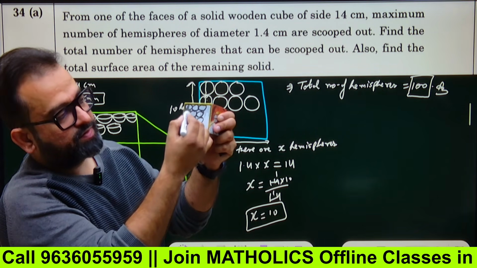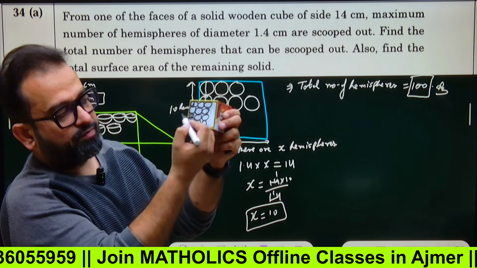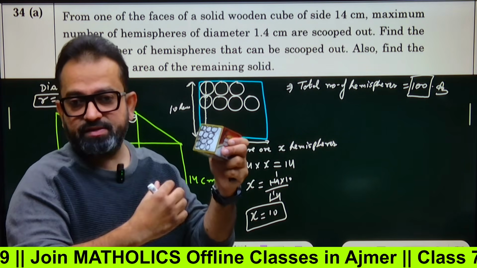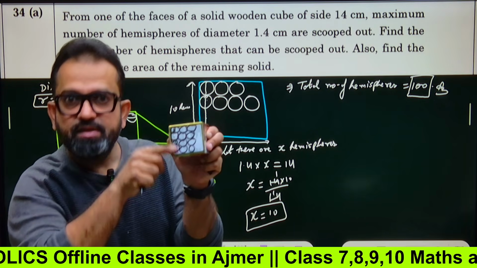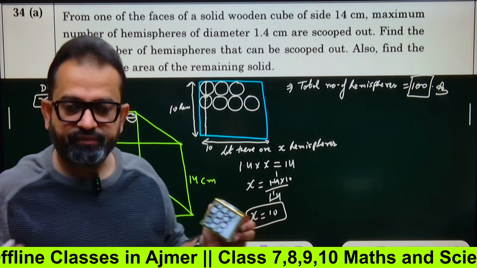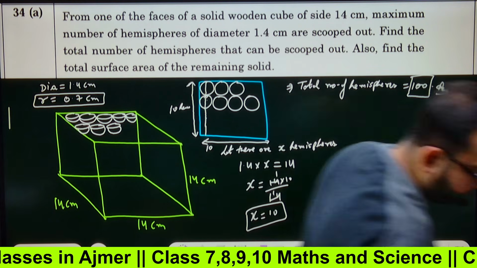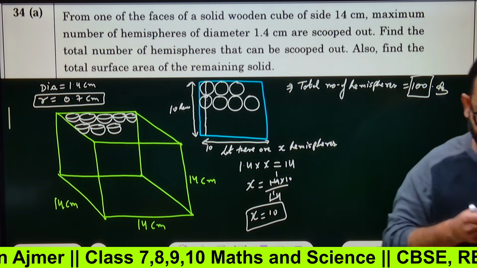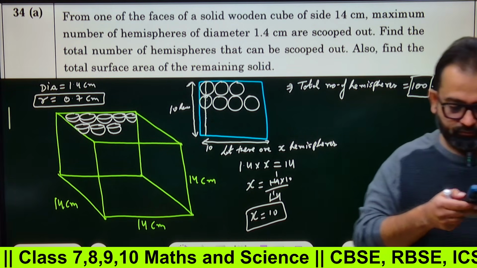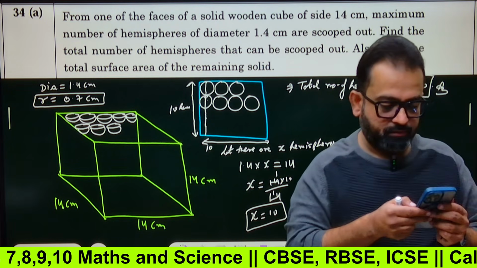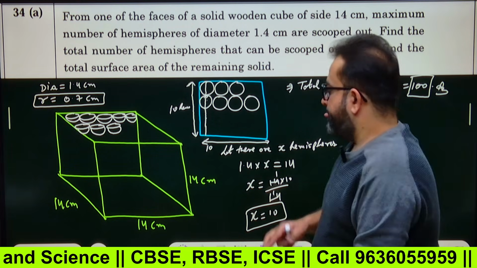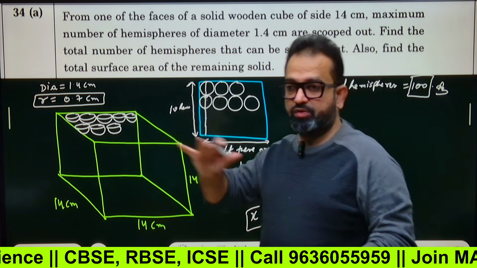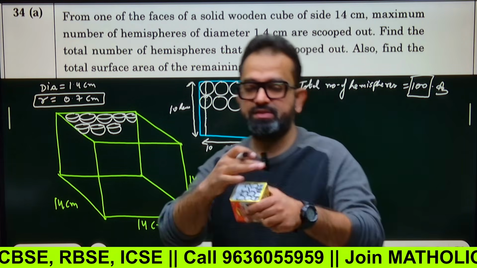One circle's width is 1.4. There are x of them, so x into 1.4 addition will be 14, because the side length is 14 centimeters, right? This we have done. Now got the point, everyone? Yes. So 100 hemispheres, this way we can cut out from this particular cube. Cube means the face is a square.